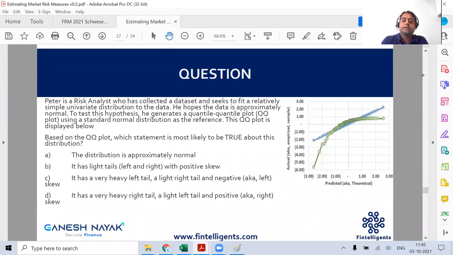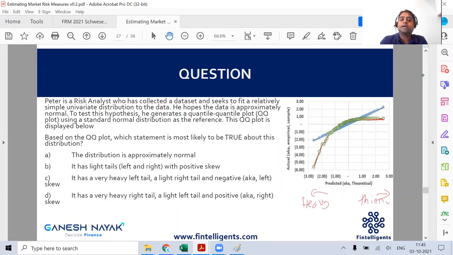Okay, this is the left hand side, this is the right hand side. What do you think about the left hand side? It is becoming more steeper. So the left hand side has to be heavy. But what about the right hand side? Right hand side is becoming more flatter. That means it is becoming more thinner.